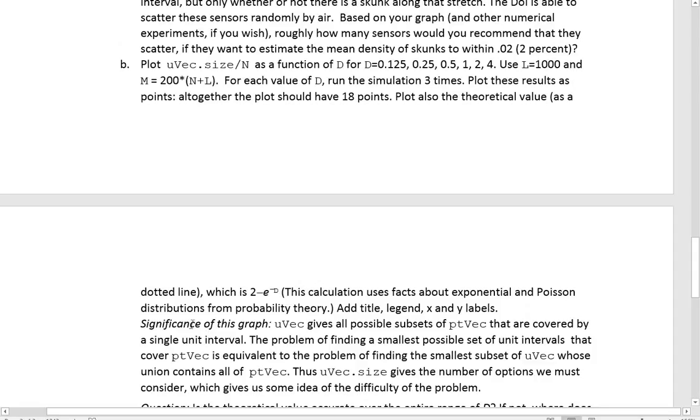In this case, we did UVec, we did U size over n. UVec is the possible subset of PTVec. The reason I divided by n is I want to control the size. If you double the length, double the size, you would expect this number to be doubled. So I'm scaling it so it's going to be a reasonable number. Also, when I divide by n, the theoretical value of uvec.size is n times this value. So I've divided out the n, so that's no longer an issue.